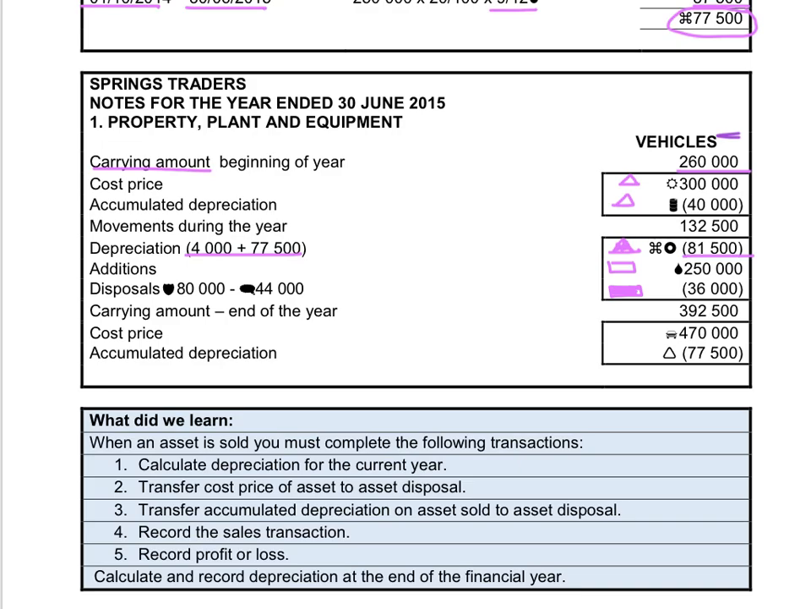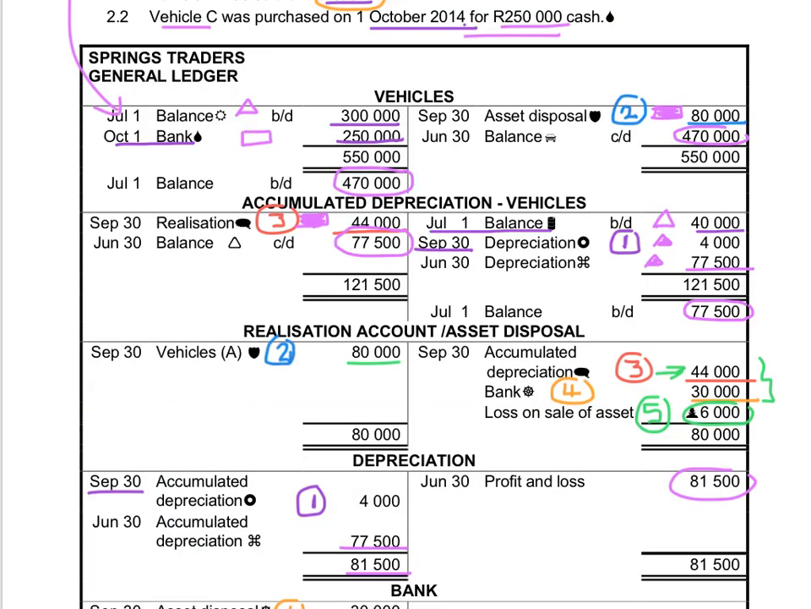Then if I want to calculate the movements, I will use the 250,000 minus the 81,500 minus the 36,000, and that will give me a positive movement of 132,500.